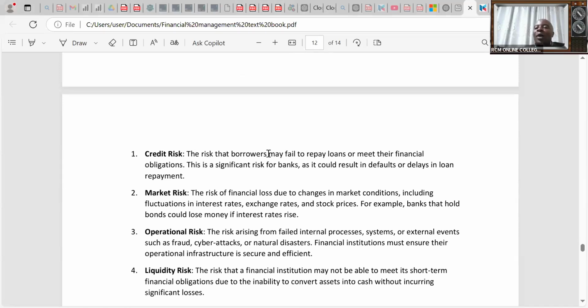The risk that borrowers may fail to repay loans. You have given out your money to so many people outside there, and then they fail to pay. Ladies and gentlemen, remember, over 80% of individuals outside here go to a bank to borrow loans without any intention of paying back. It's called credit risk. That one has wiped off so many banks out of business. Look at Chase Bank. Credit risk, that you're going to give people money and then you start calling people all over.